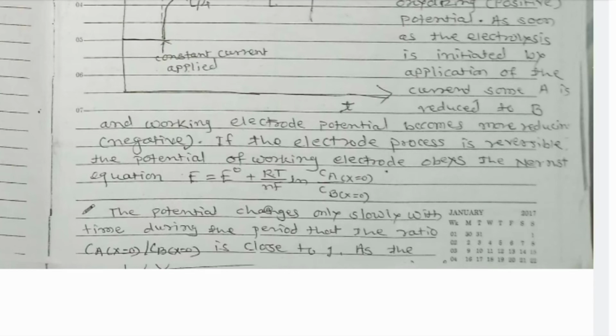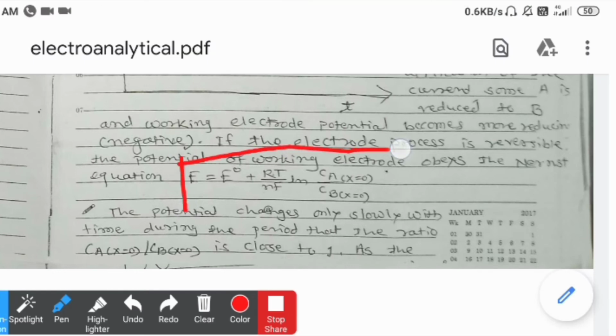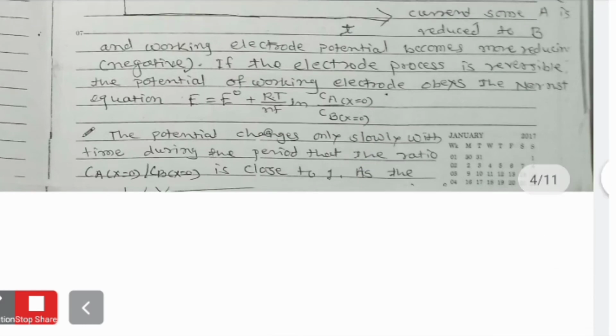If the electrode process is reversible, the potential of the working electrode is given by the Nernst equation. The terms are well known: R, T and F, where n is the number of electrons, F is Faraday's constant, and C_A and C_B are the concentrations of the reduced and oxidized species. The potential changes only with the time duration.